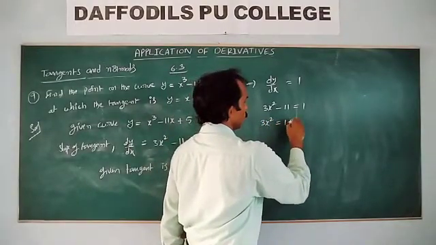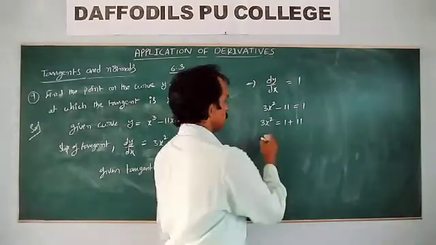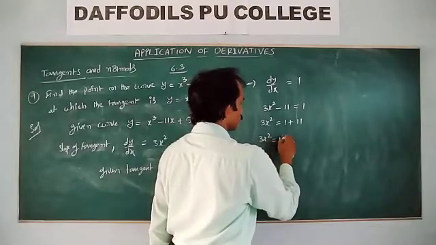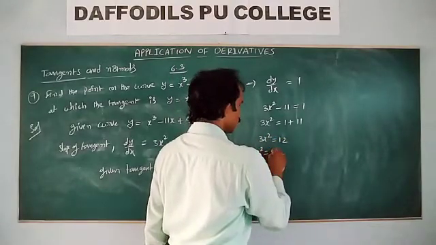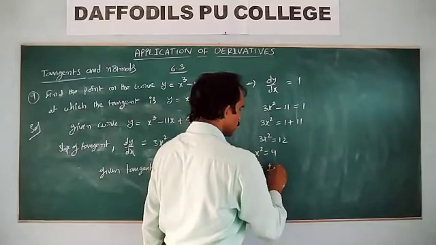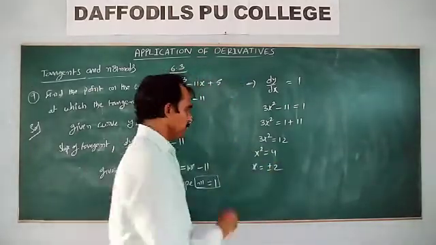3x square is equal to 1 plus 11. 3x square is equal to 12. x square is equal to 4. x is equal to plus or minus 2.